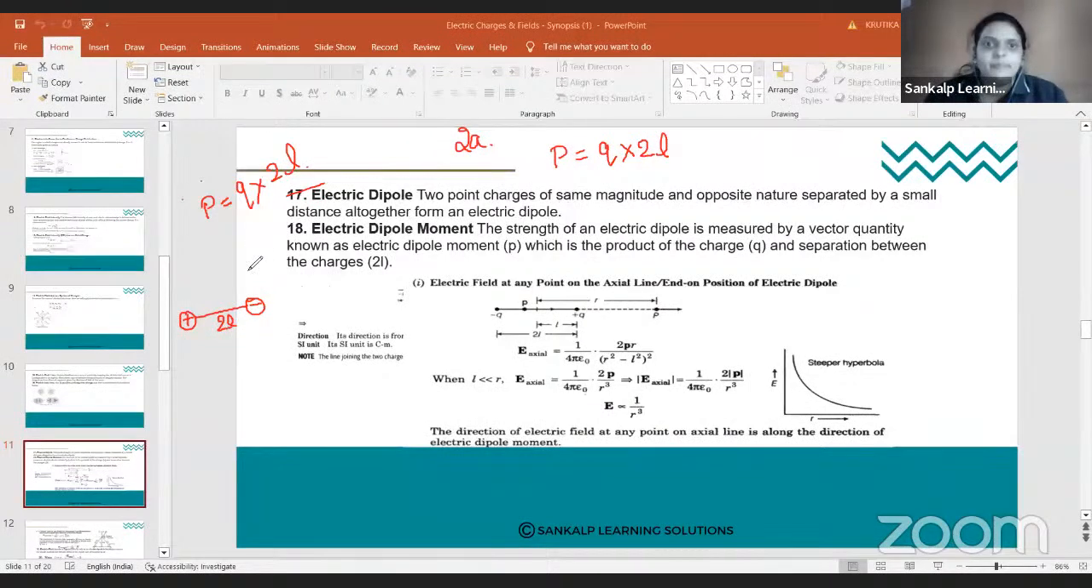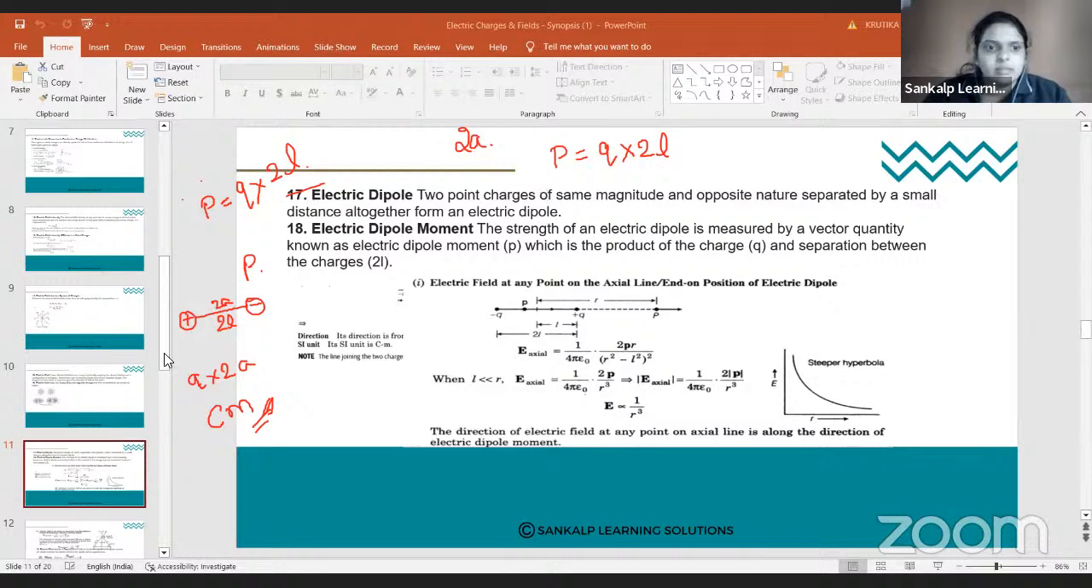So dipole moment is denoted by the letter P. The formula is Q into 2A. Q, the charge, has the unit coulomb. The unit of the distance is meter. So coulomb meter is the unit of your dipole moment. Those who don't know, note it down. If you know, then no problem. Electric dipole moment P is equal to Q into 2L and the unit is coulomb meter.